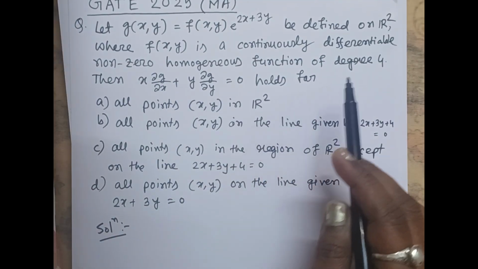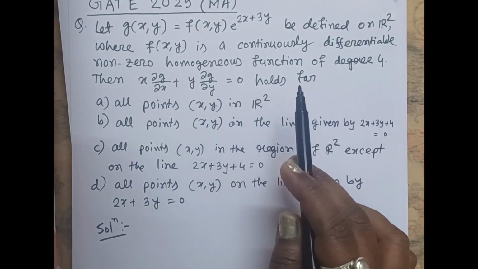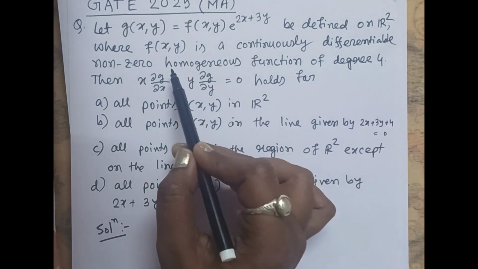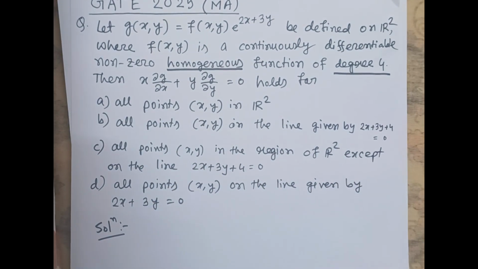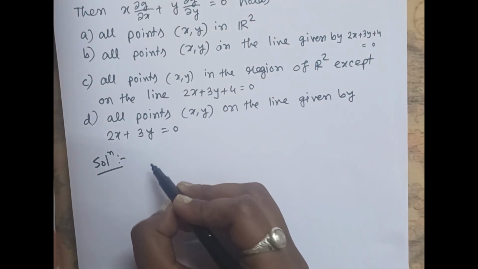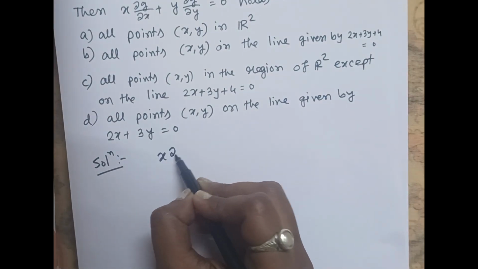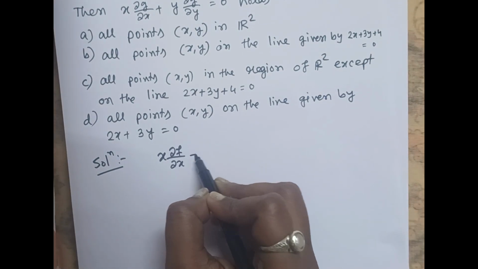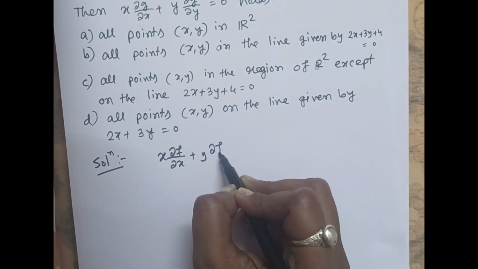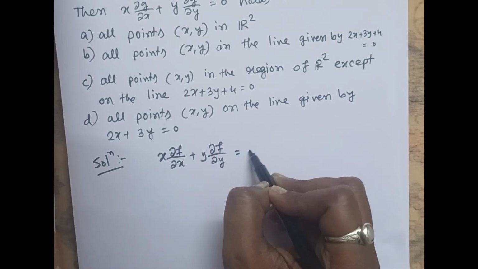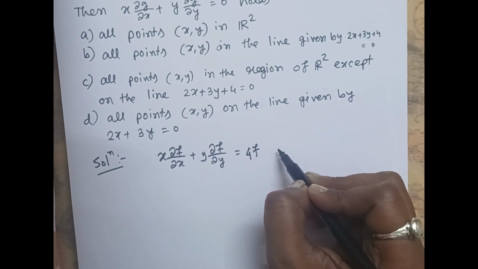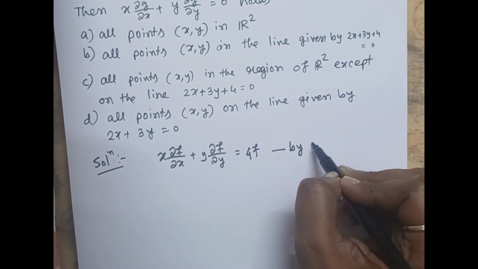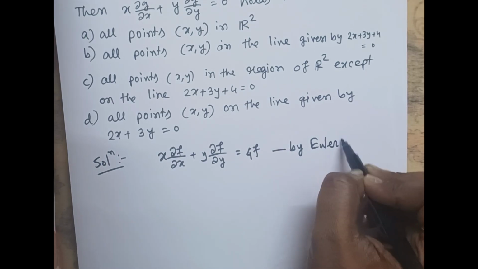Since it is given that f is a non-zero homogeneous function of degree 4, using Euler's theorem we can write x ∂f/∂x + y ∂f/∂y = 4f, because the degree is 4. So this is by Euler's theorem.